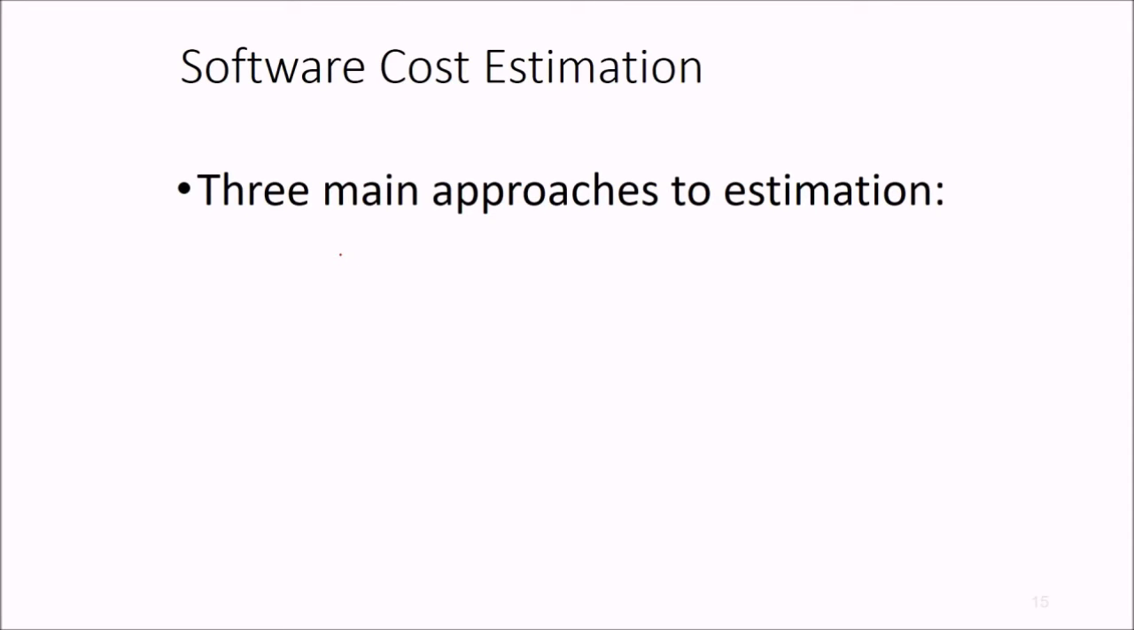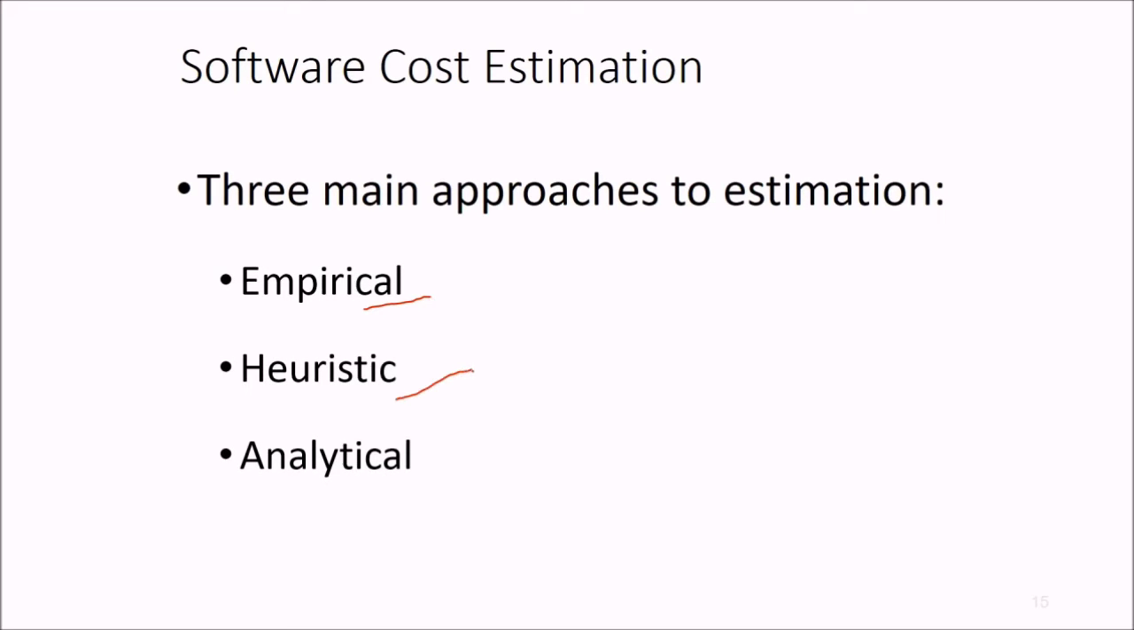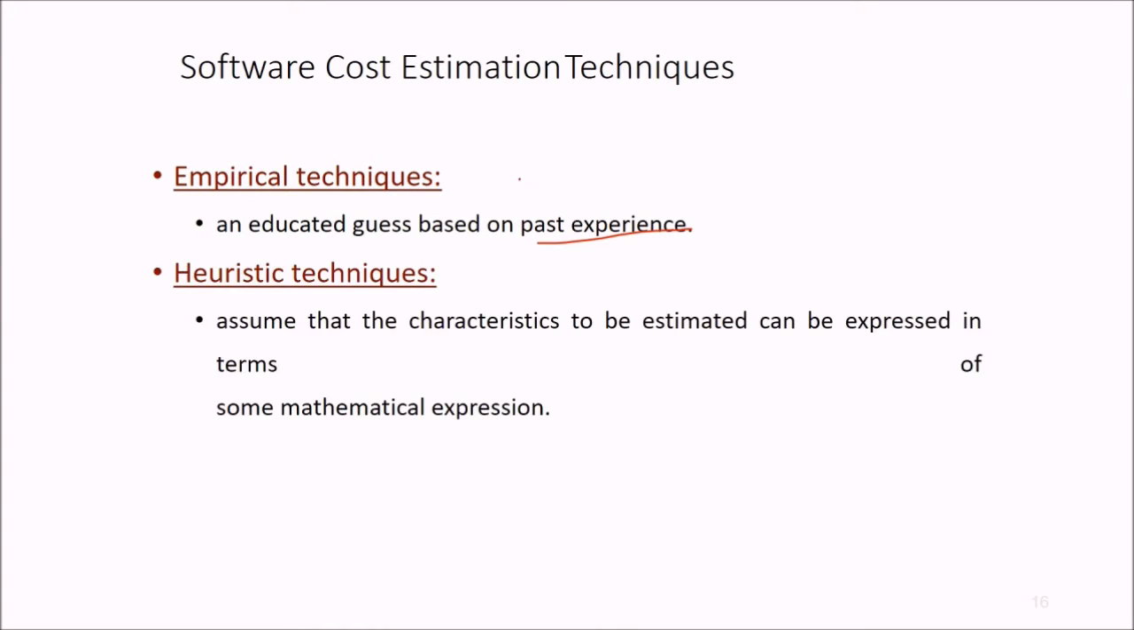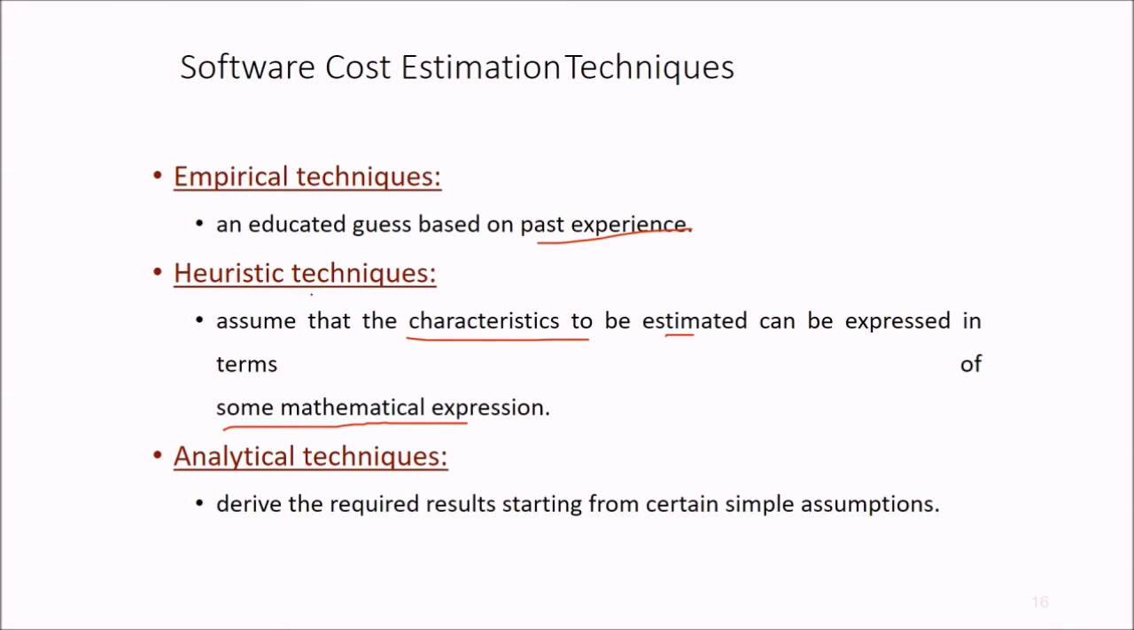In software cost estimation, there are three main approaches to estimation: empirical, heuristic, and analytical. What are the empirical techniques? This is a guess, but this guess is based on past experience. Heuristic techniques assume that the characteristics to be estimated can be expressed in terms of some mathematical expression. So if the characteristics can be represented in the form of a mathematical expression, we call it a heuristic technique. Analytical techniques are derived; they are supposed to derive the required results. We start from certain simple assumptions. These are analytical techniques.